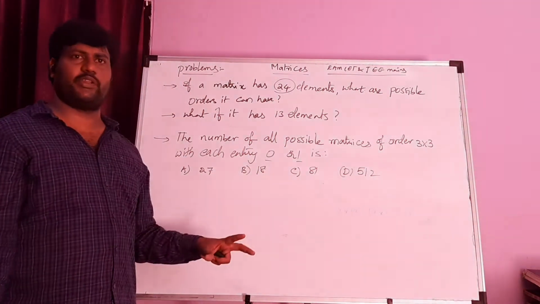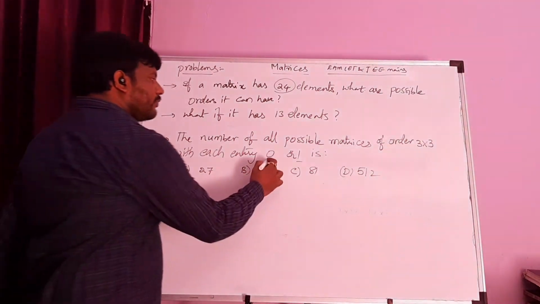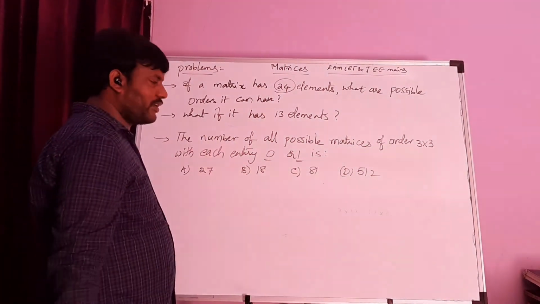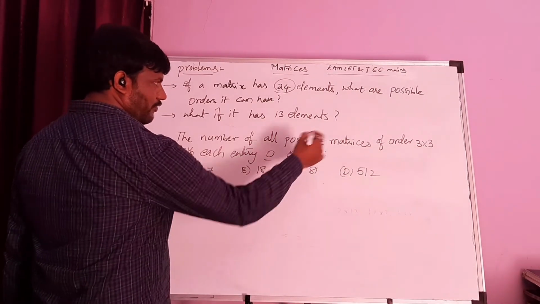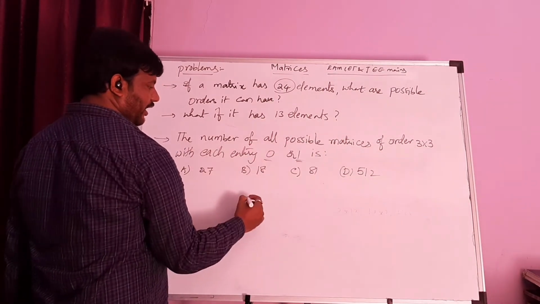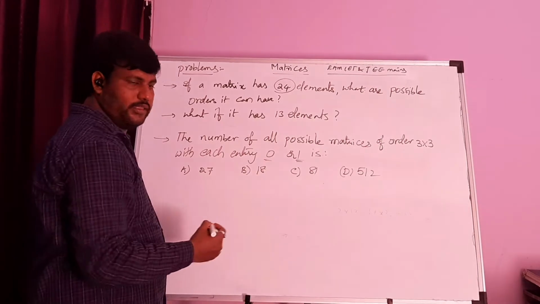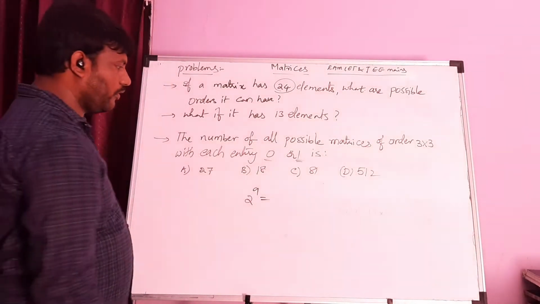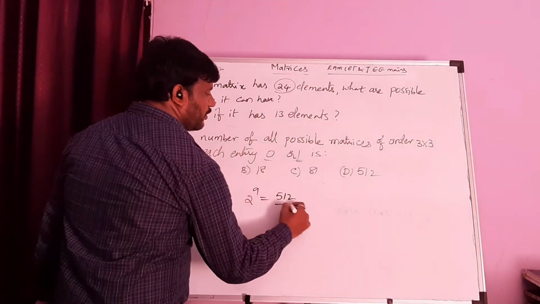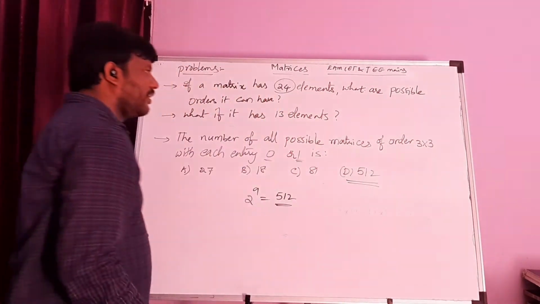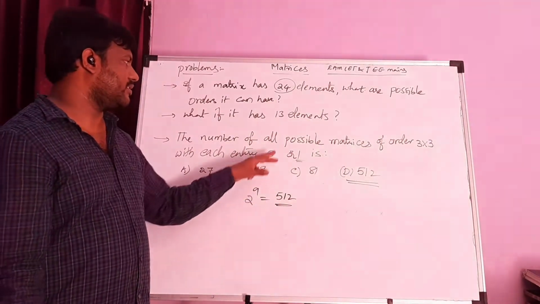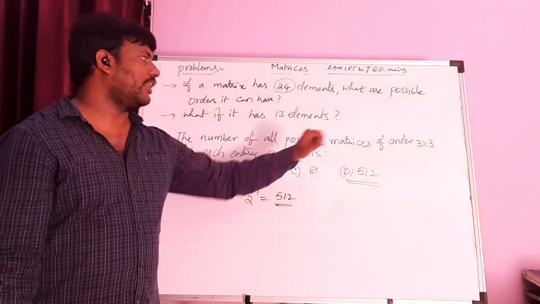So we need the number of possible cases. Each entry has two choices, right? Now, for each of the 9 elements we have two entries possible. Then I can simply use the concept of 2 power 9. 2 power 9 is nothing but 512. So the number of possible matrices will be 512, with entries 0 or 1 in a 3 by 3 matrix.